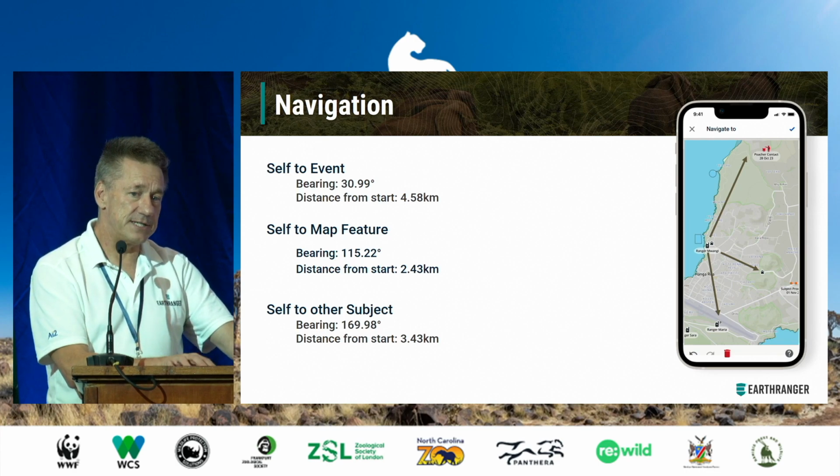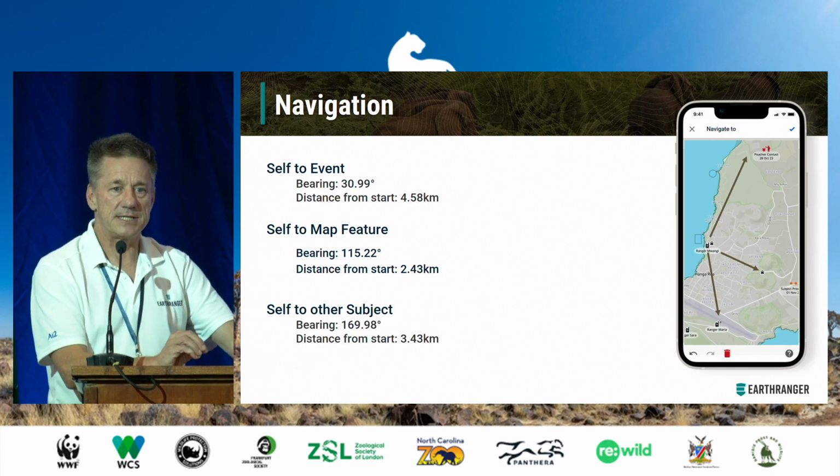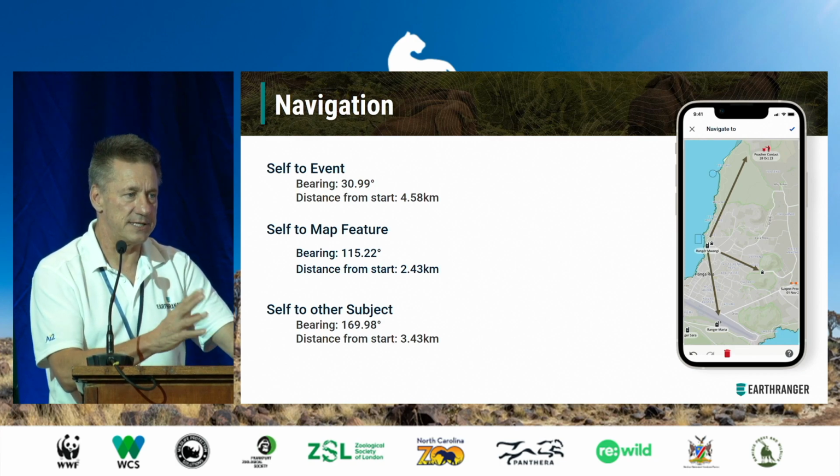Similarly, other events that have been captured by other people that are in the field will show up on the mobile app, as well as where other subjects are. So a subject is anything that is trackable. It could be a person, so it could be another ranger in the field, could be another ranger team, it could be an animal, could be a vehicle. So anything that you can track in real time and feeds through into EarthRanger.